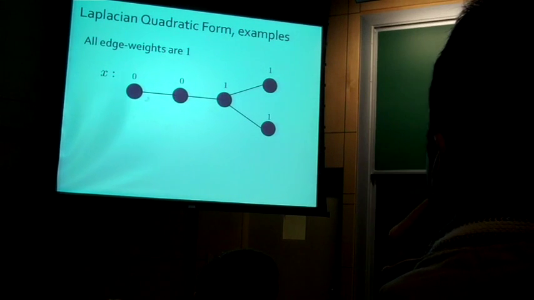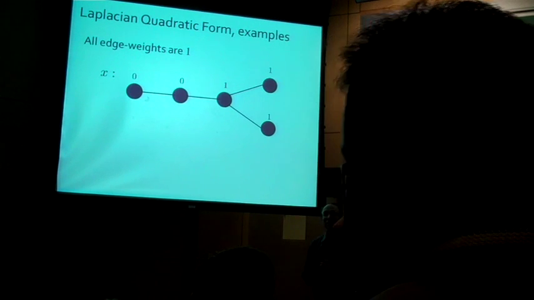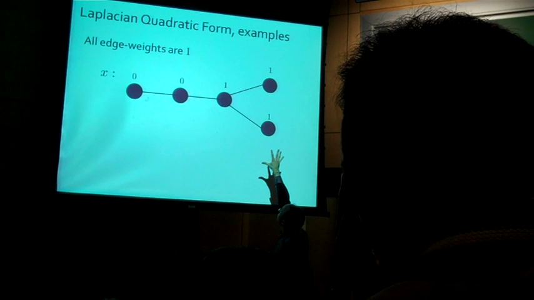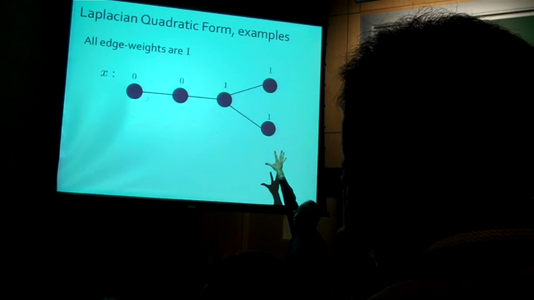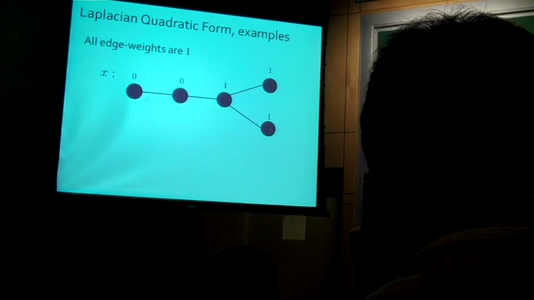Here's another very important example, which is when our function only has values 0 and 1. For example, I have 0 on these two vertices and 1 here. Then, in the quadratic form, you're only going to see terms that go from a node with value 0 to a node of value 1. In this case, you'll just pick up the edge in the middle, and the value will be 1.